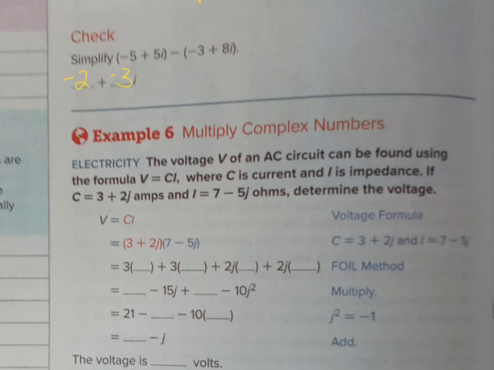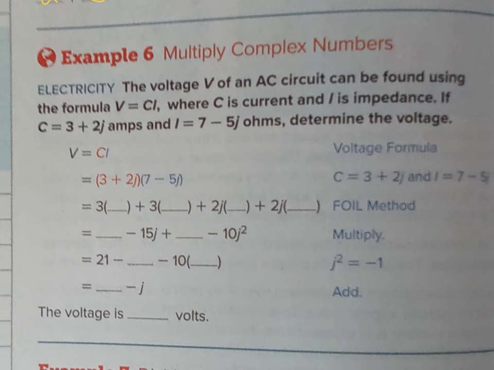All right, here it is, Blake. You guys thought I was lying to you. There it is, electricity. And there it is, electricity. So are you telling me that electricity is imaginary? No, I was just sitting here listening to you say it. So, anyway. The voltage V of an AC circuit, this is all real stuff, can be found using the formula V equals CI, where C is current and I is impedance. If C is that many amps, a complex number in fact, and I is that many ohms, determine the voltage.